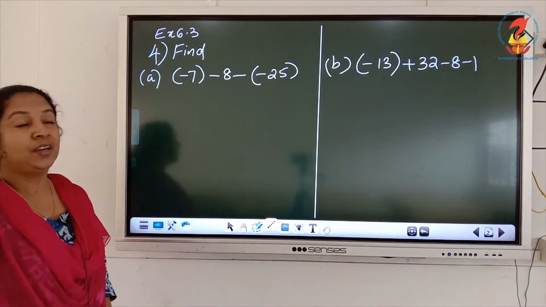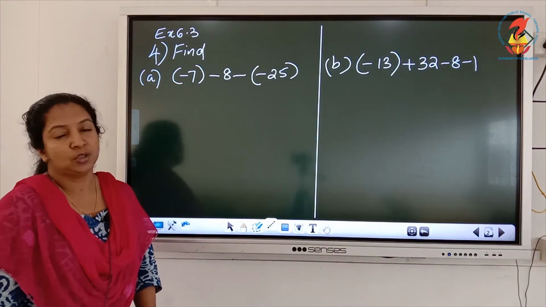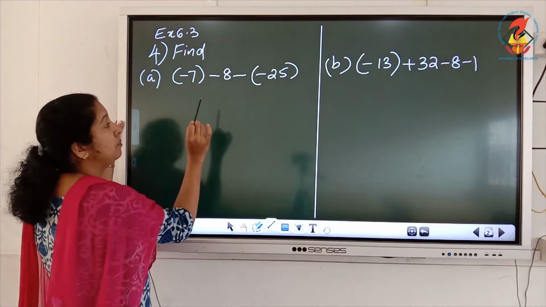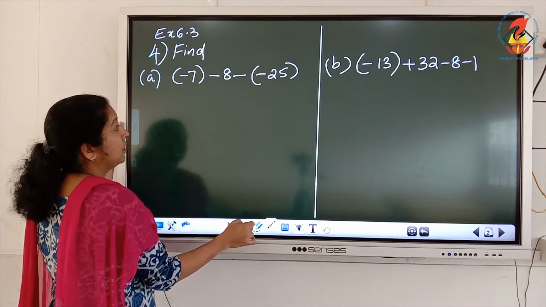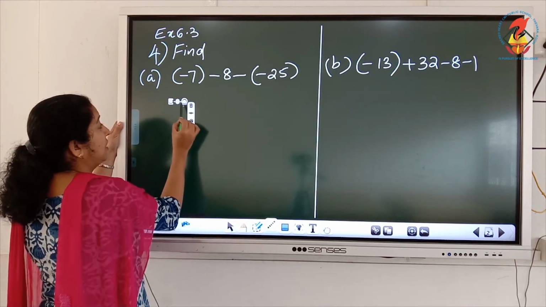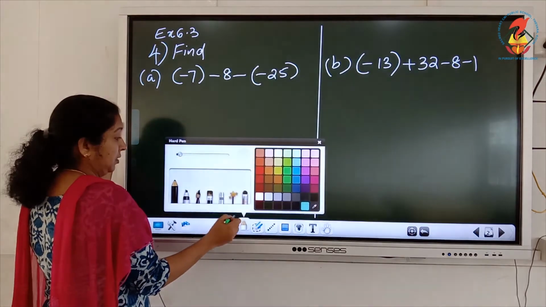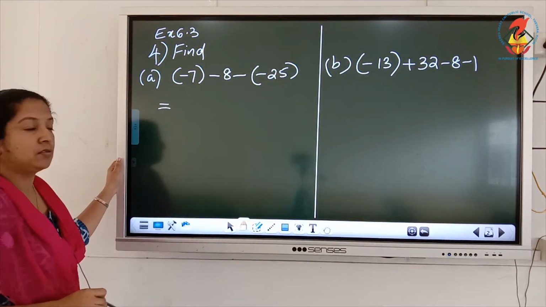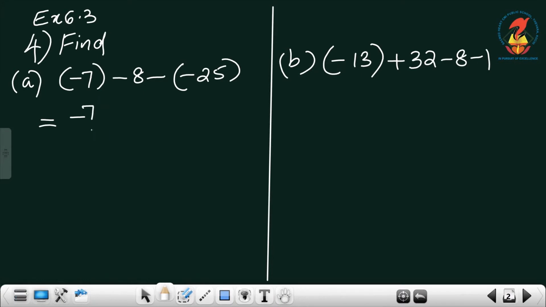Exercise 6.3, fourth question. Find first subdivision -7, -8, -25. You have to find the value of it, or you have to simplify this. See, we can take -7 as -7 itself, -8 as -8 itself.